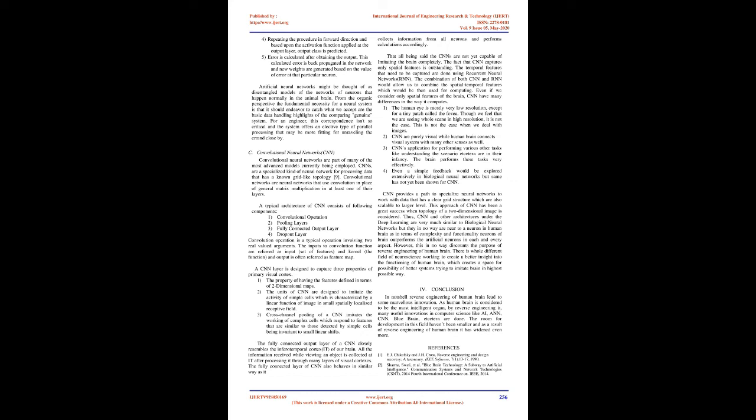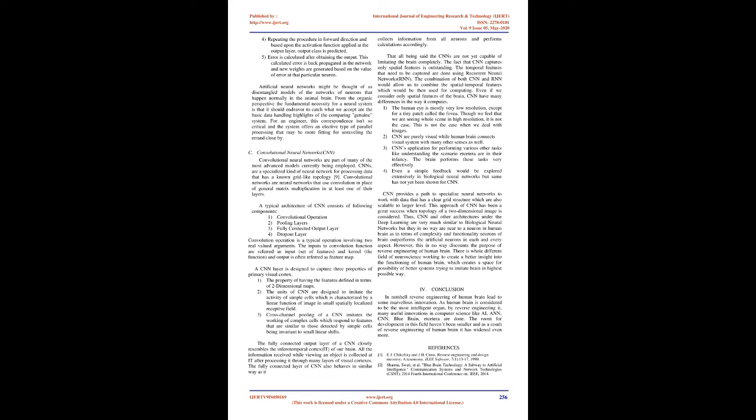Artificial neural networks might be thought of as simplified models of the networks of neurons that occur naturally in the animal brain. From the biological perspective, the fundamental necessity for a neural system is that it should endeavor to capture what we believe are the basic information processing features of the corresponding real system. For an engineer, this correspondence isn't so critical, and the system offers an alternative form of parallel processing that may be more fitting for solving the task at hand.